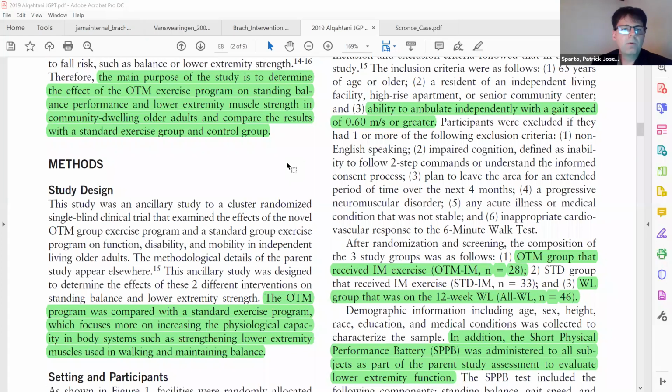was to determine the effect of the on-the-move exercise program on standing balance performance and lower extremity muscle strength in community dwelling older adults, and compare the results with a standard exercise group and a control group.